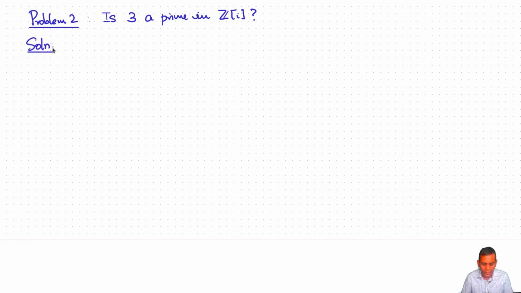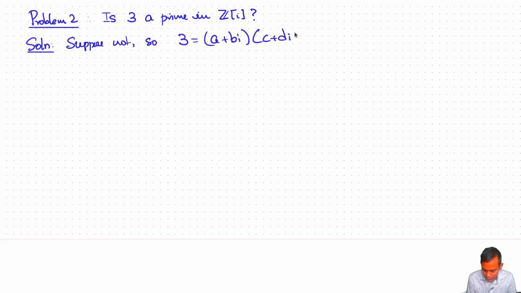Let's suppose that 3 is not a prime and try to see if we can find a factorization of it. So suppose not, then we would be able to write 3 as (a plus bi) times (c plus di), where a plus bi and c plus di are Gaussian integers, so a, b, c, d are integers, and also a plus bi and c plus di are not units.